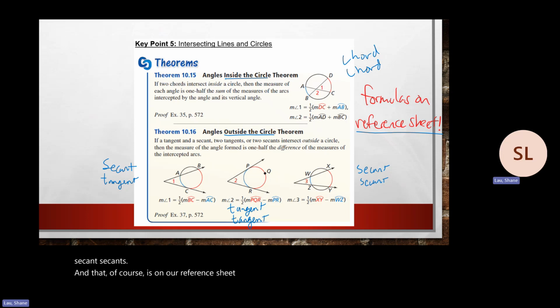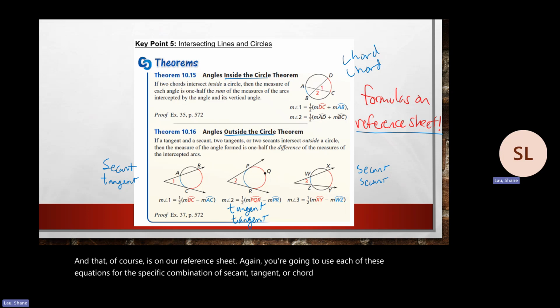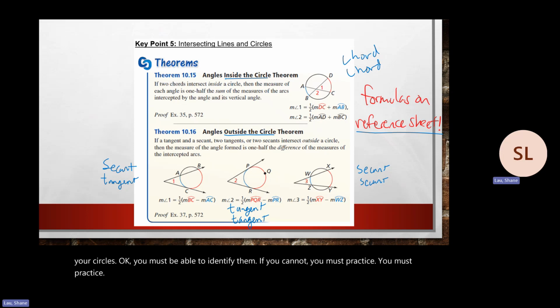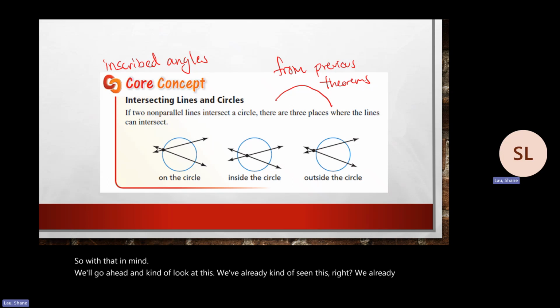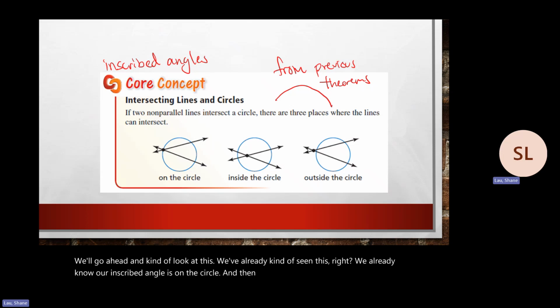Again, you're going to use each of these equations for the specific combination of secant, tangent, or chord that you'll find in your circles. You must be able to identify that. If you cannot, you must practice. So, with that in mind, we'll go ahead and look at this. We've already seen this, right? We already know our inscribed angle is on the circle. And from the previous 2 theorems, we can find our inside and our outside angles from the theorems that we just learned. So that's a good recap.